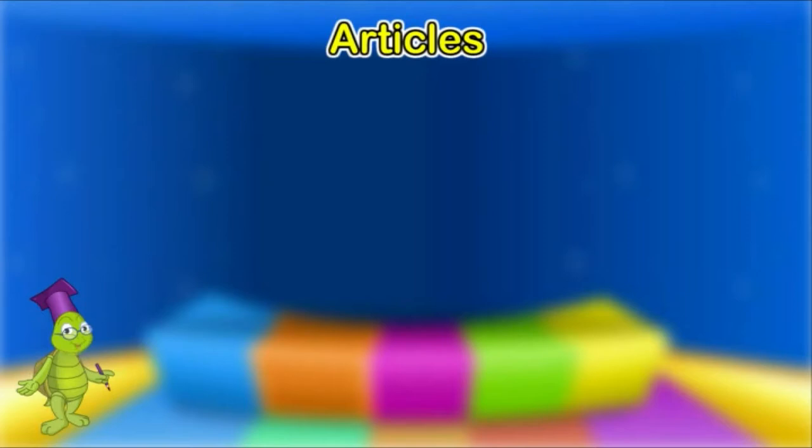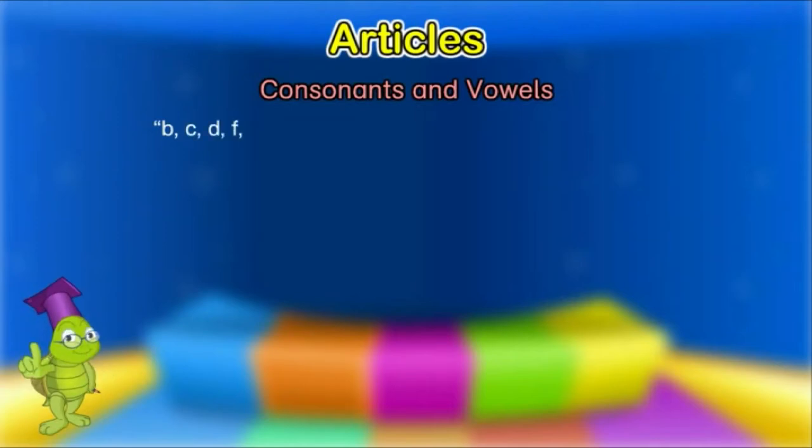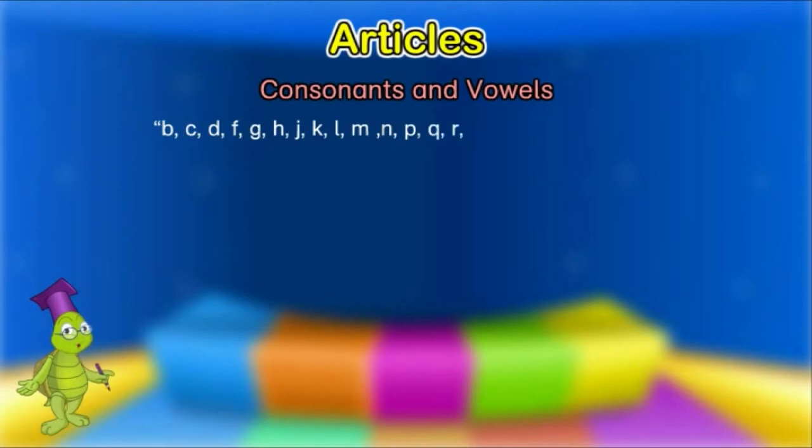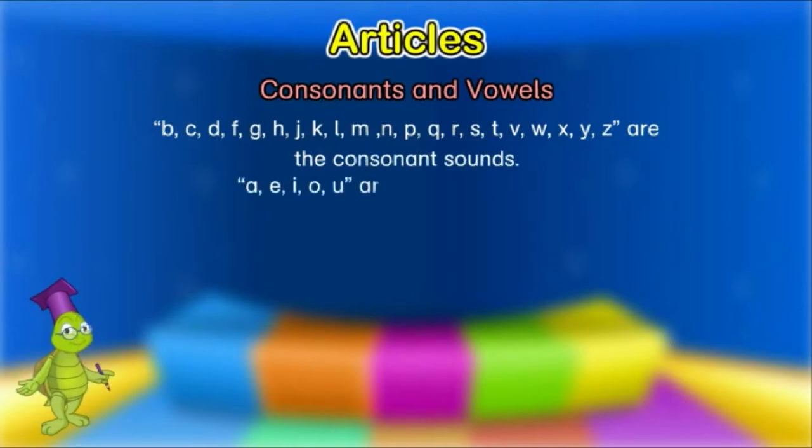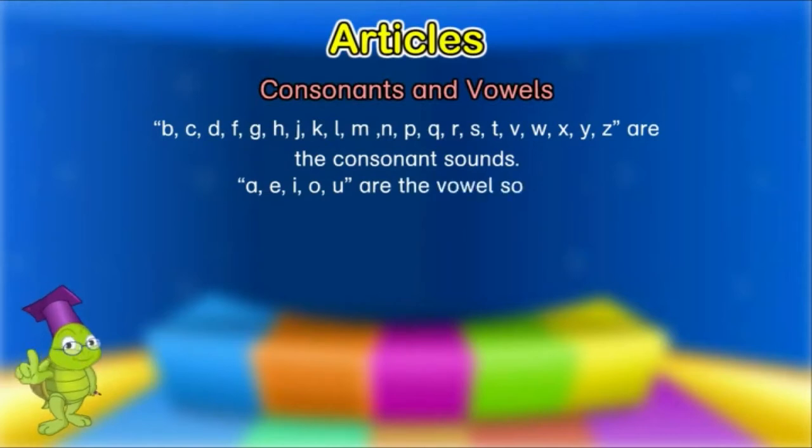Articles, consonants and vowels. B, C, D, F, G, H, J, K, L, M, N, P, Q, R, S, T, V, W, X, Y, and Z are the consonant sounds. A, E, I, O, U are the vowel sounds.